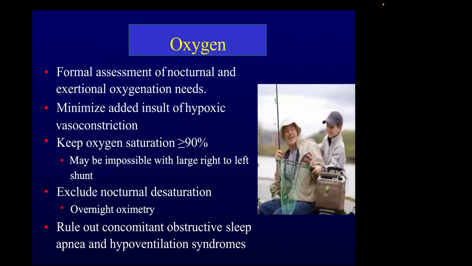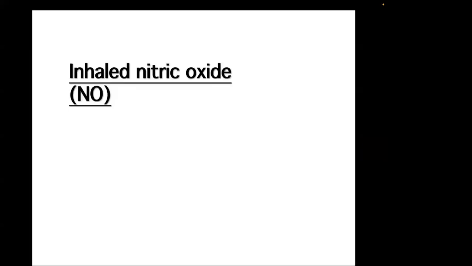Oxygen: formal assessment of nocturnal and exertional oxygen need, to minimize the added insult of hypoxic vasoconstriction. Keep oxygen saturation more than 90, which may be impossible with a large right-to-left shunt. Exclude nocturnal desaturation with overnight oximetry, and rule out concomitant obstructive sleep apnea and hypoventilation syndrome.